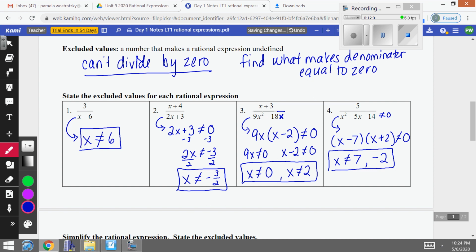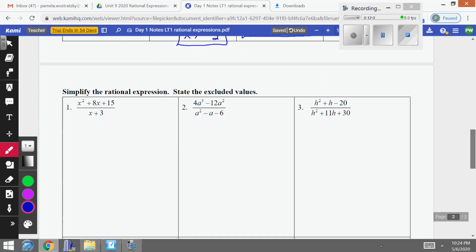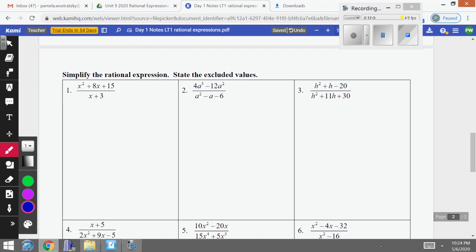Okay? All right, let's try a couple of these all together here. You'll notice the directions, and these are the directions on the homework. First, we want to simplify, and then we want to name the excluded value. So I'm looking for both parts of it here. To simplify, we cannot just start crossing things off. It's very, very tempting to want to do that.